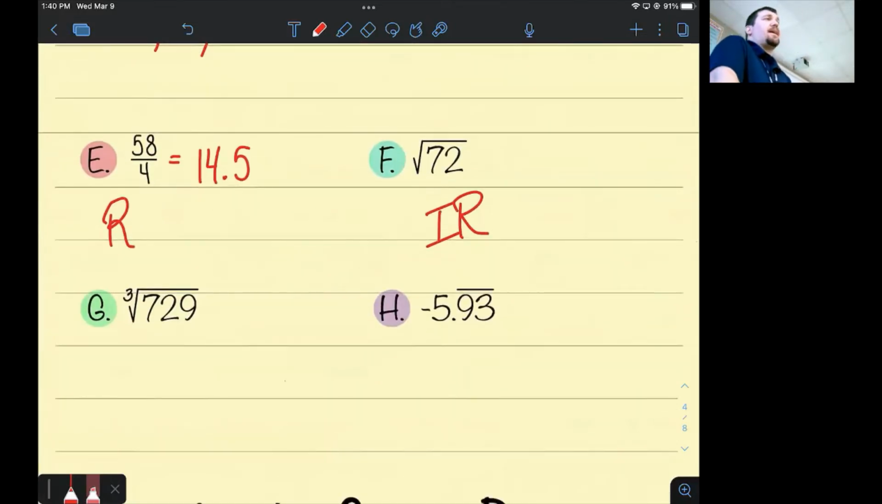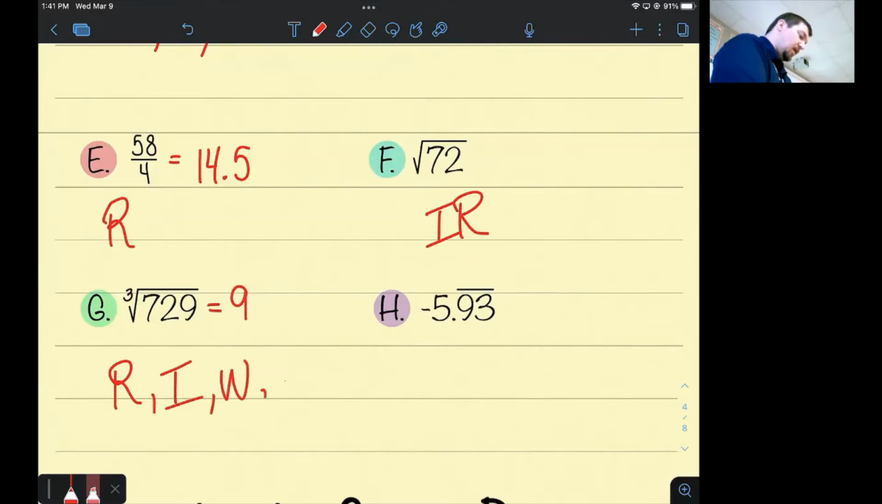Is 729 a perfect cube? You're nodding, Owen. What is it actually equal to? The cube root of 729 is 9. Owen, would you say that 9 is rational or irrational? Rational. Is 9 an integer? This is for anybody. Is 9 an integer? Yeah. Is it a whole number? Yeah. Is it a natural number? Yeah. Yep, it's all of them. So you know if it's natural, it's going to be all 4. You got to list all 4.